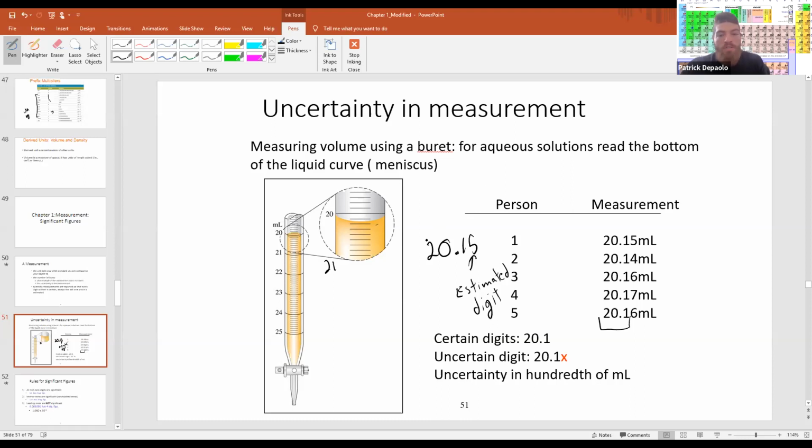So you have your measured, certain digits right here, followed by one estimated digit. You can only have one estimated digit. Another way I like to describe it is to use the tick marks and go one decimal place beyond the tick marks. Meaning, in between tick marks, you can guess one decimal place.